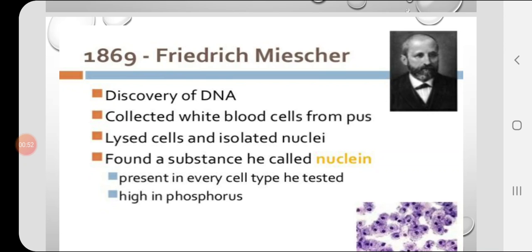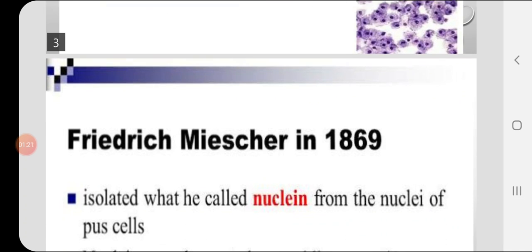What he did, he collected the white blood cells from the pus of the infected person, from the bandages of the infected person. Then he lysed the cells from the pus and isolated the nuclei. He found a substance that is called nuclein.